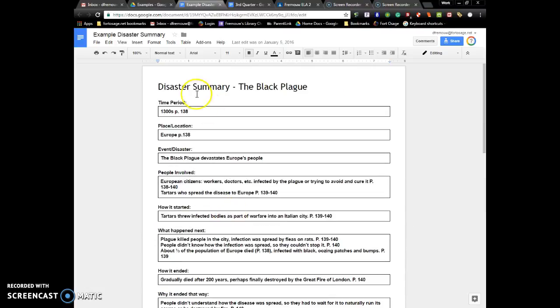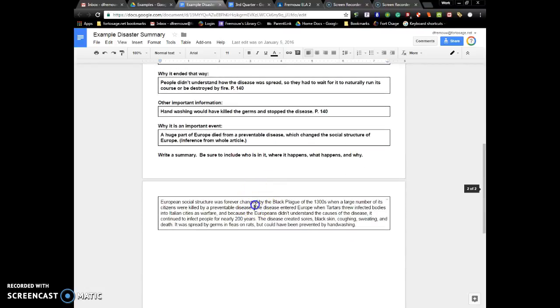Last, you're going to take all of this information and condense it down into a summary. Notice that this information is just notes. It's not complete sentences, but your summary will be complete sentences.